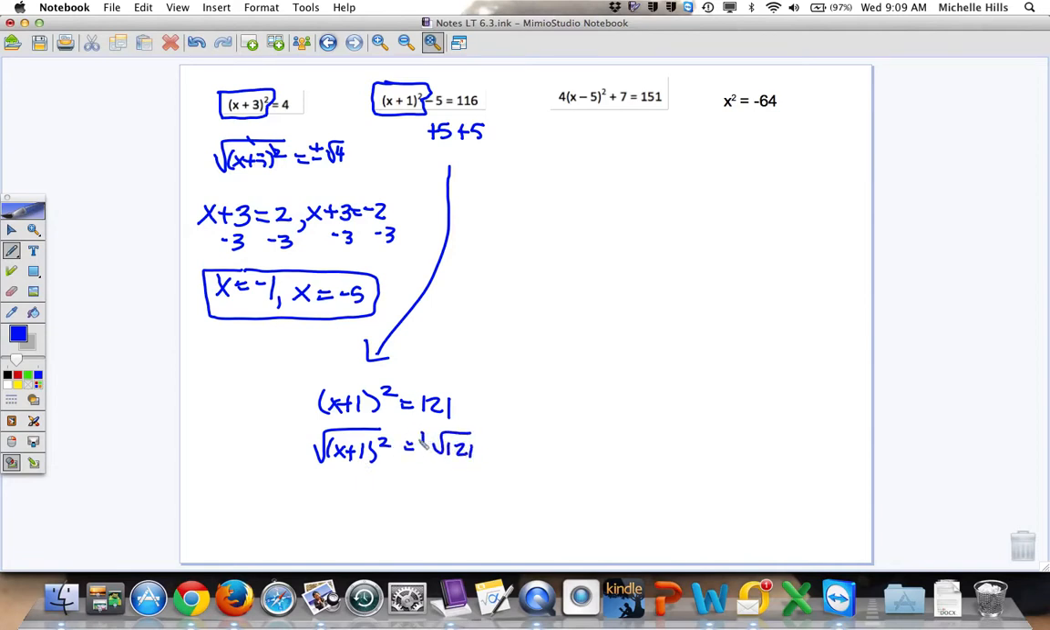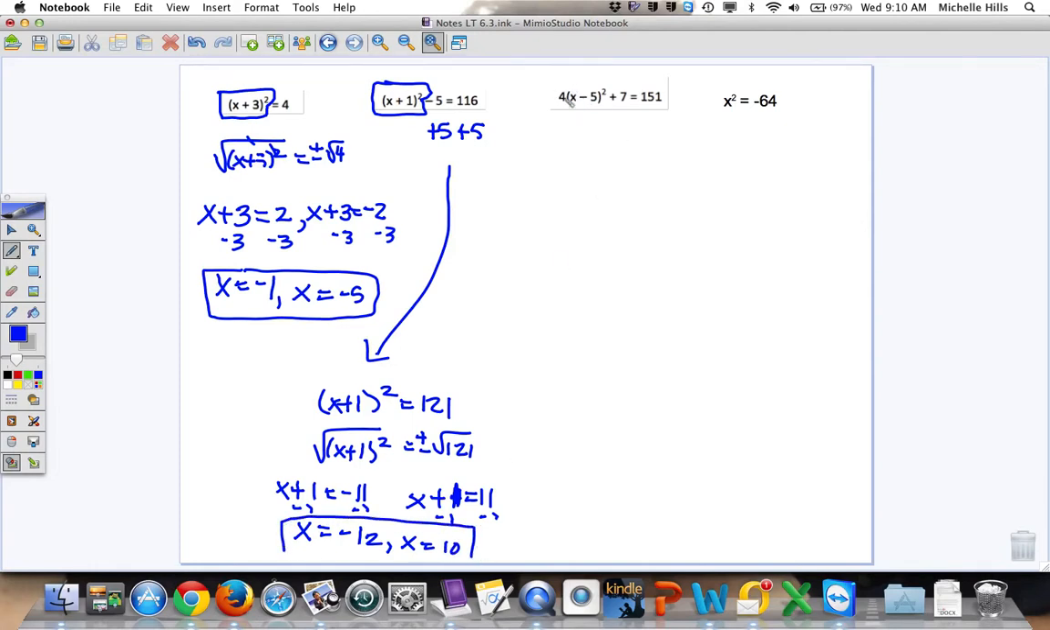Remember, this notation is important. I'm going to take both the positive and negative square root of 121. The square root undoes the square, so x plus 1 is left on the left side of each of my two equations. The square root of 121 is 11, so it equals negative 11 and positive 11. When I subtract 1 from both sides here, negative 11 minus 1 is negative 12. Subtract 1 from both sides here, and 11 minus 1 makes this x 10.